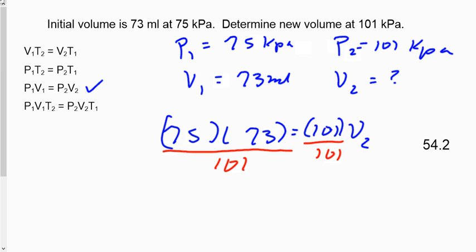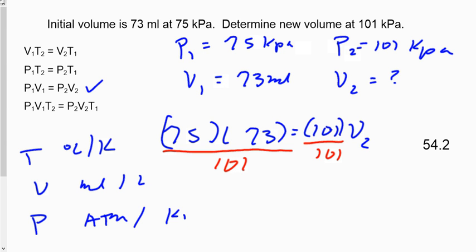Hopefully that does help, and you're getting the ideas down. Of course, you do need to recognize temperature values. Temperature is degrees Celsius, but must go into Kelvin. Volumes are typically milliliters and liters. And pressures are typically atmospheres and kilopascals. So you do need to know that when you see a kilopascal, that's a pressure. A liter is a volume, of course, and Kelvin and Celsius are temperatures.